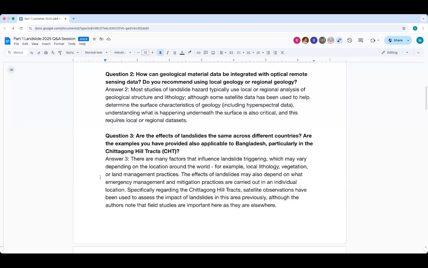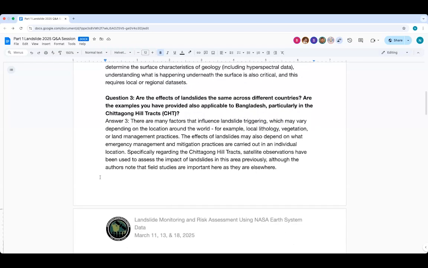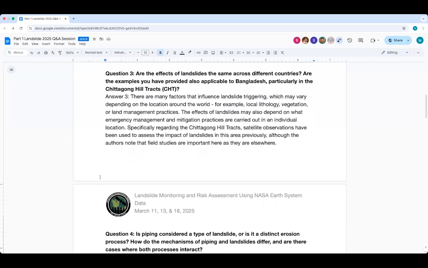Okay, terrific. Question number 3. Are the effects of landslides the same across different countries? Are the examples that you provided also applicable to Bangladesh, particularly in the Chittagong Hill Tracts? So again, a great question. The scientific understanding and the physics relating to landslides applies everywhere. What we've talked about is certainly applicable across the world.